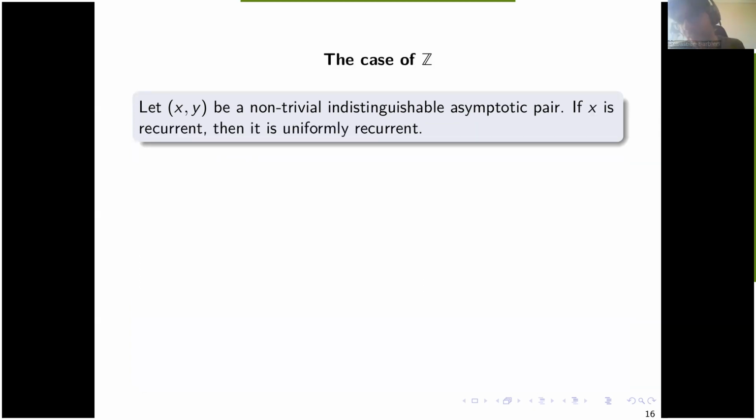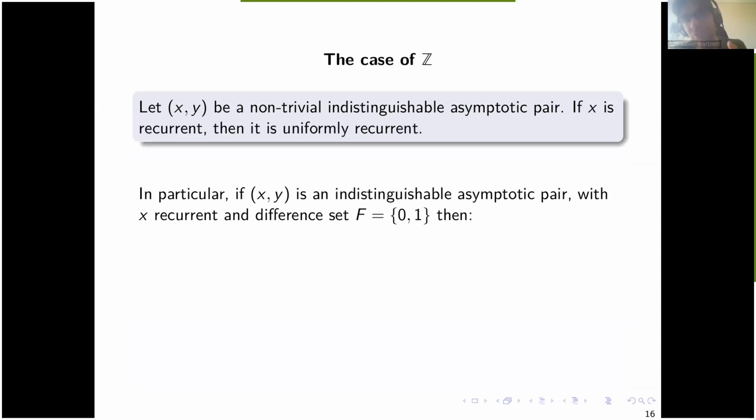And well, here's the next part of the proof. I can prove this happens exactly on Z, just on Z. It's not true on Z to the D. If I have a non-trivial indistinguishable asymptotic pair, which is recurrent, then I can show that in fact it's uniformly recurrent. The proof is just playing with things, with words, as I did on the last proof.